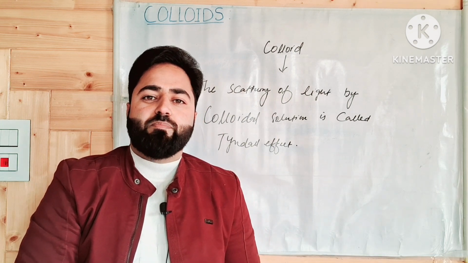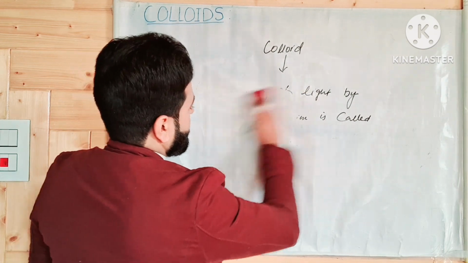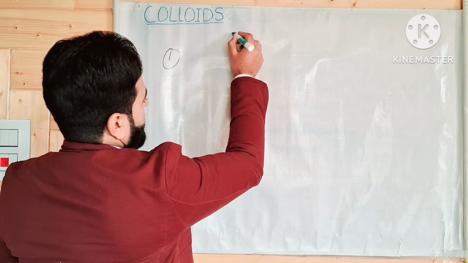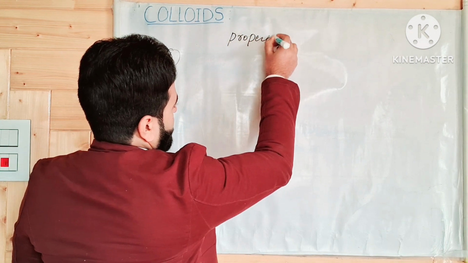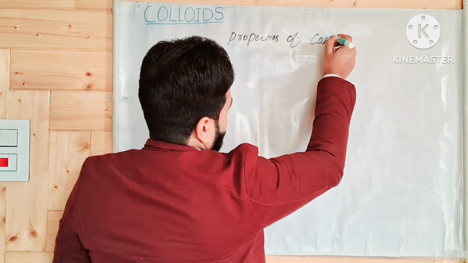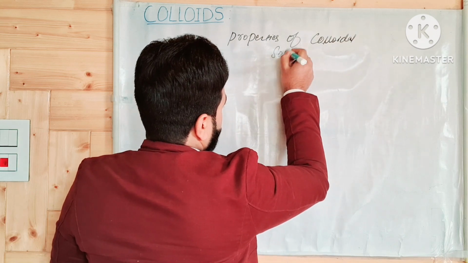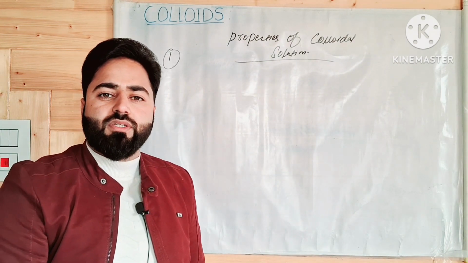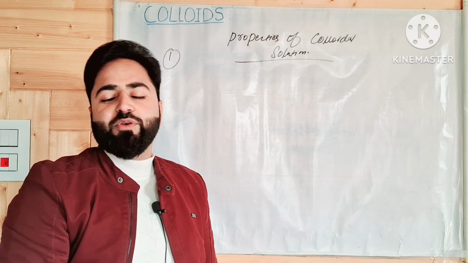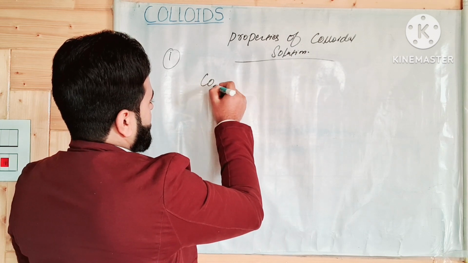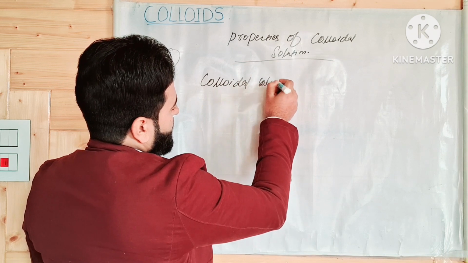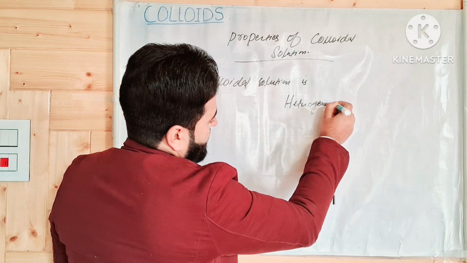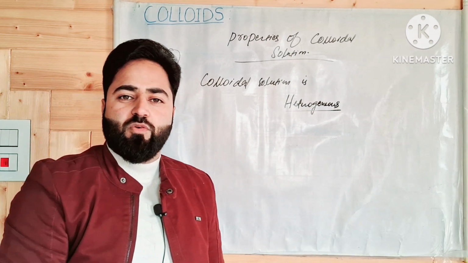Now let us discuss some properties of a colloidal solution. Number one, colloidal solution is heterogeneous, though it appears to be homogeneous.